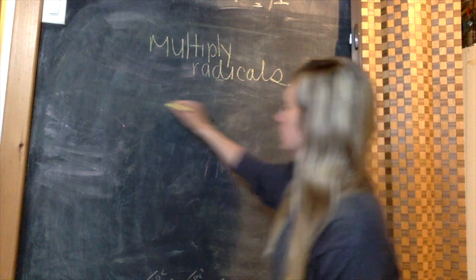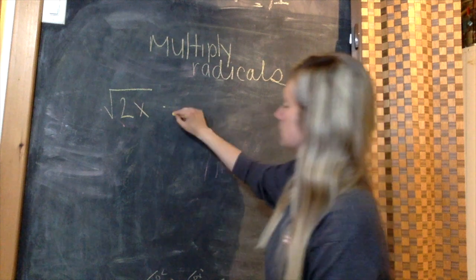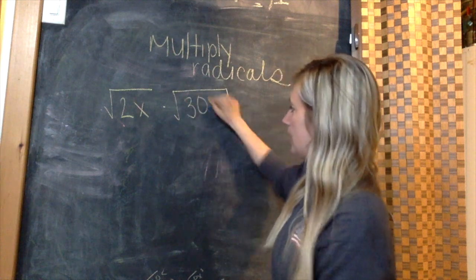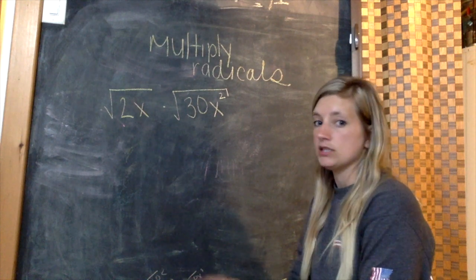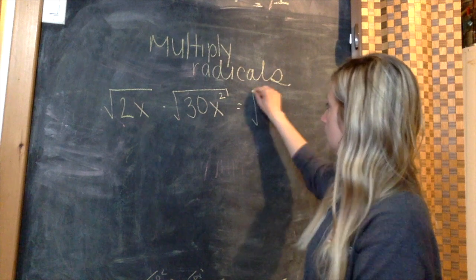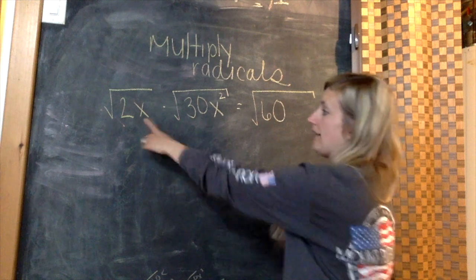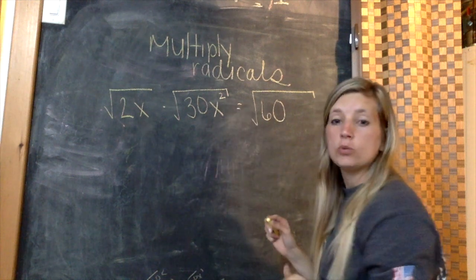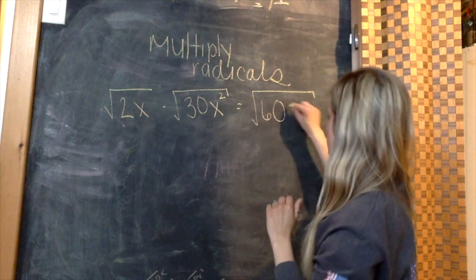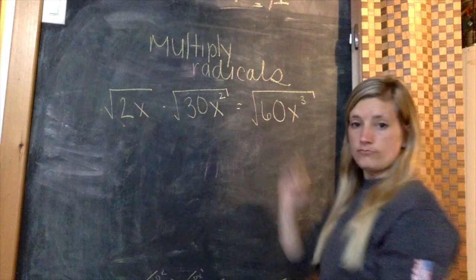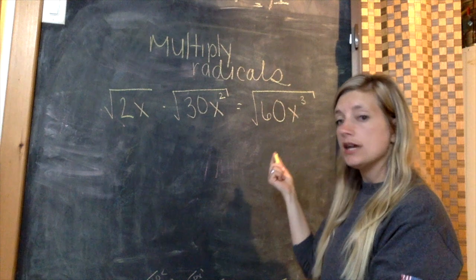Okay, so let's try this one. Radical 2x times radical 30x squared. Okay, so the first thing to do is just simply multiply them together. So first you have 2 times 30, which is 60, and then you have x times x squared. So remember, when you're multiplying like bases, you add the exponents, so 1 and 2, so that's x to the third. Now I have everything under one nice neat radical, so now I just break it down.